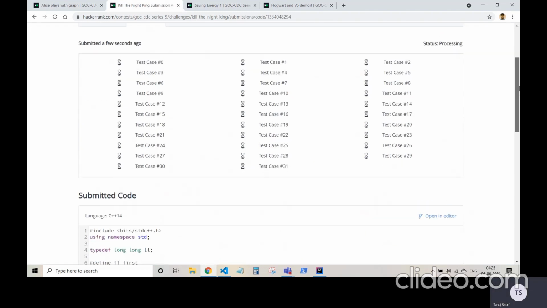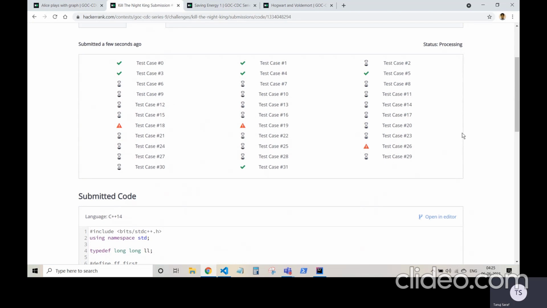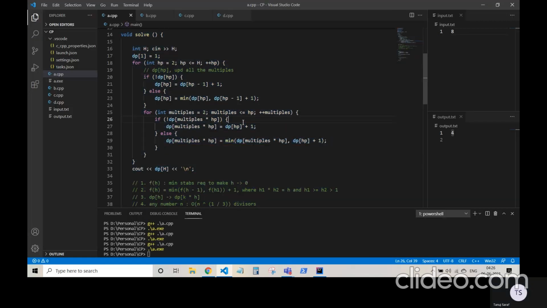Okay, we have a lot of test cases. We're getting some segmentation faults. Okay, so I did not consider the case where multiples into HP could actually be beyond the entire limit. So we need to account for that. I'm sorry for that. Let's quickly take that into consideration.